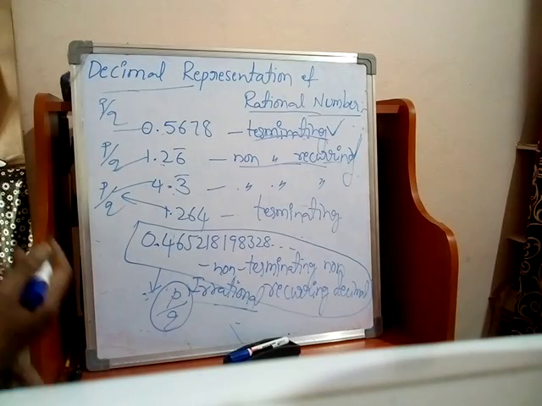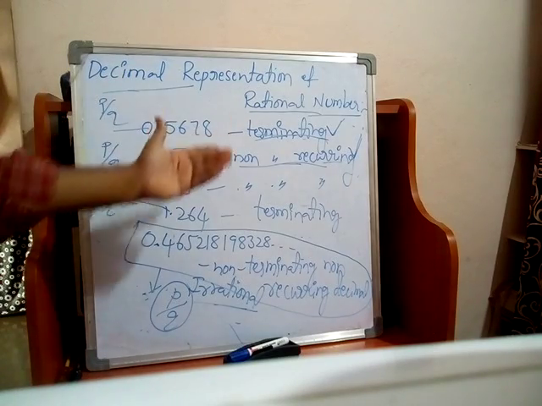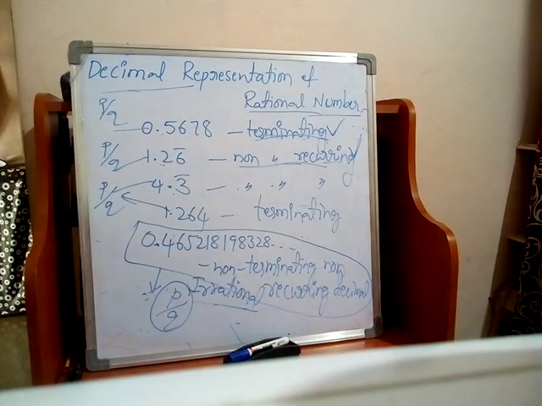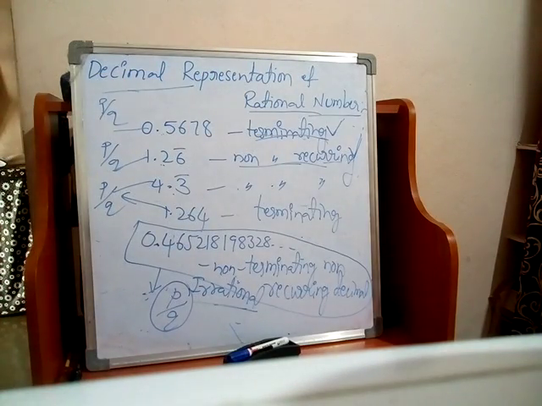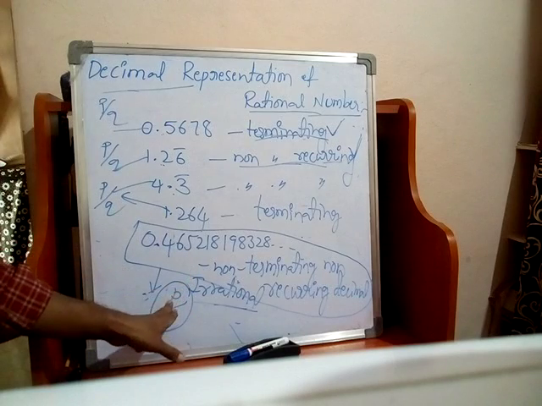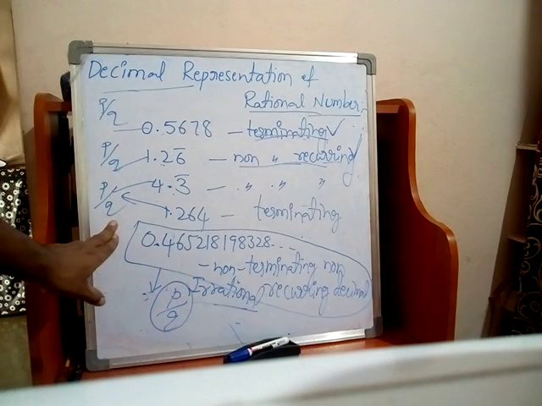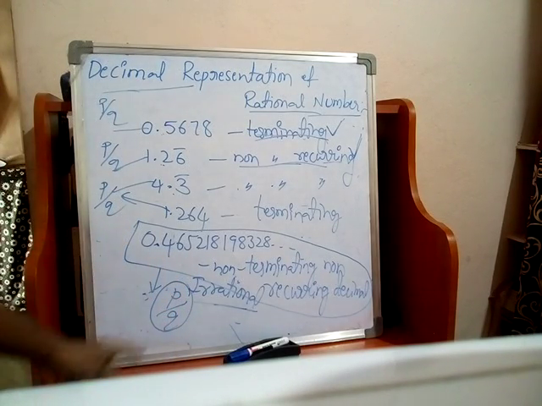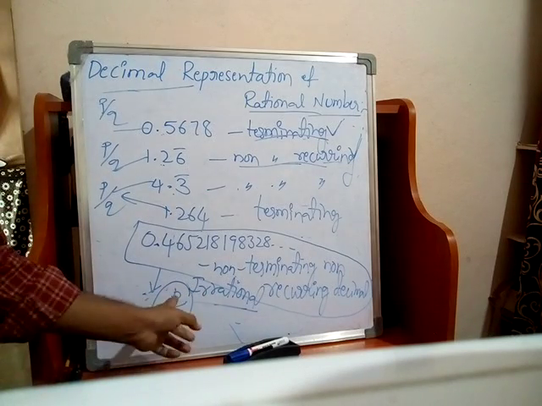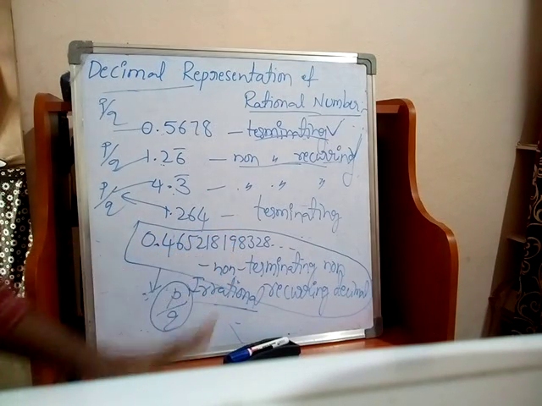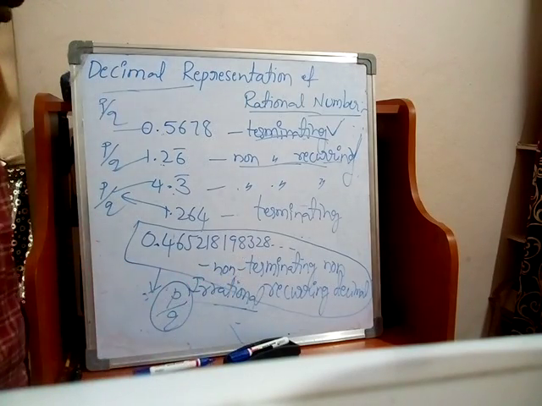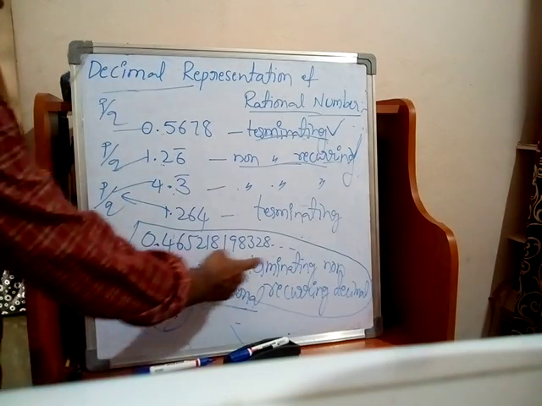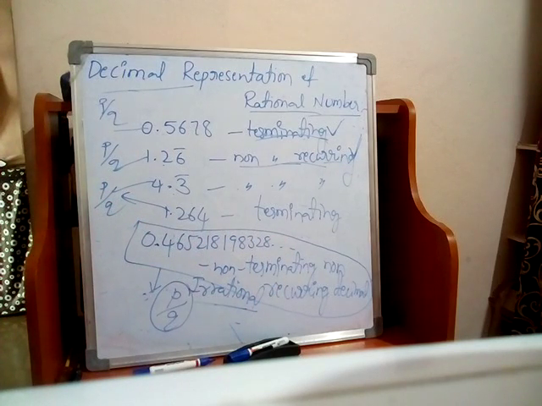So how to convert non-terminating decimals into rational numbers, and how to convert terminating decimals into rational numbers, we will see. Some numbers cannot be expressed in the form of p by q. Such numbers are called irrational numbers. These numbers cannot be expressed in the form of p by q, so they are called irrational numbers, the non-terminating non-recurring decimals.